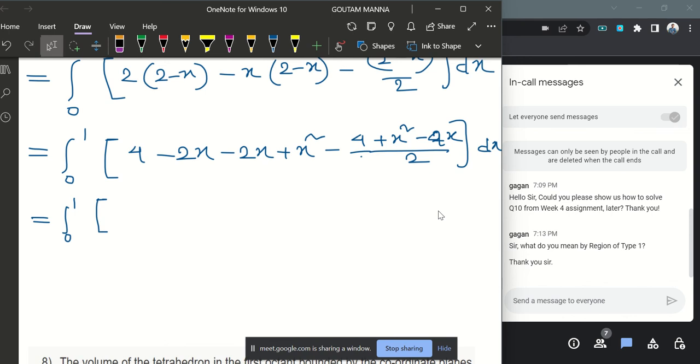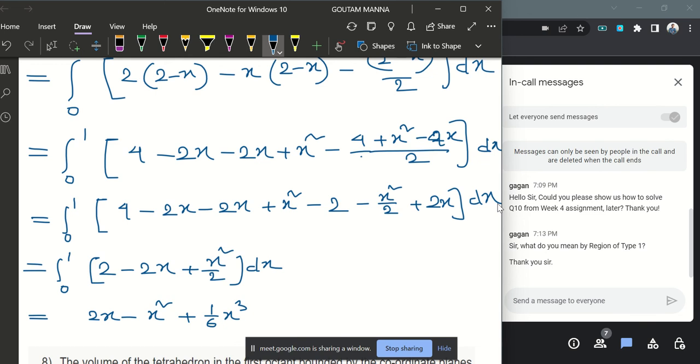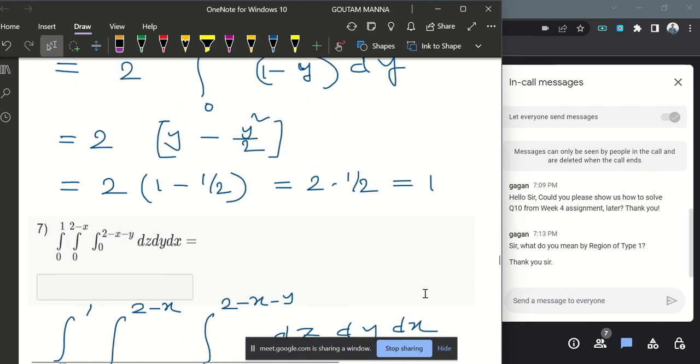So it will be the integral from 0 to 1 of 4 minus 2x minus 2x plus x square minus 2 minus x square by 2 plus 2x, dx. So it will be 2 minus 2x plus x square by 2, dx. Now to do the x integration, it will be 2x minus x square plus 1 by 6 x cube, limit from 0 to 1. Putting the limit, it will be 2 minus 1 plus 1 by 6, which is 1 plus 1 by 6 equals 7 by 6. So the answer will be 7 by 6.